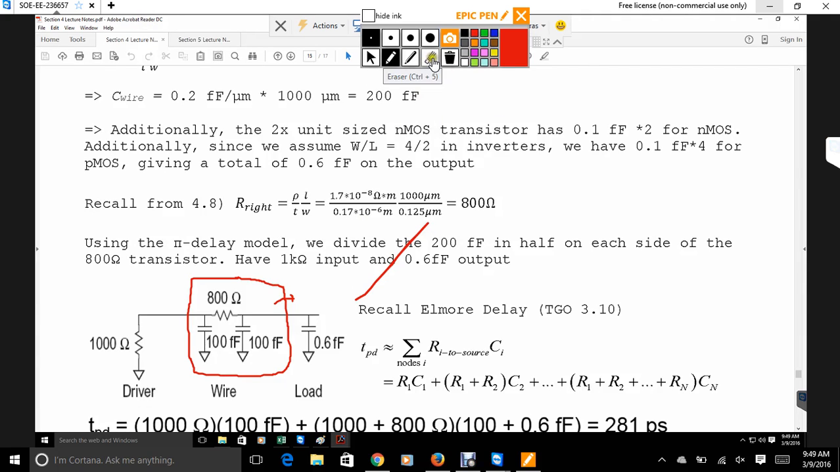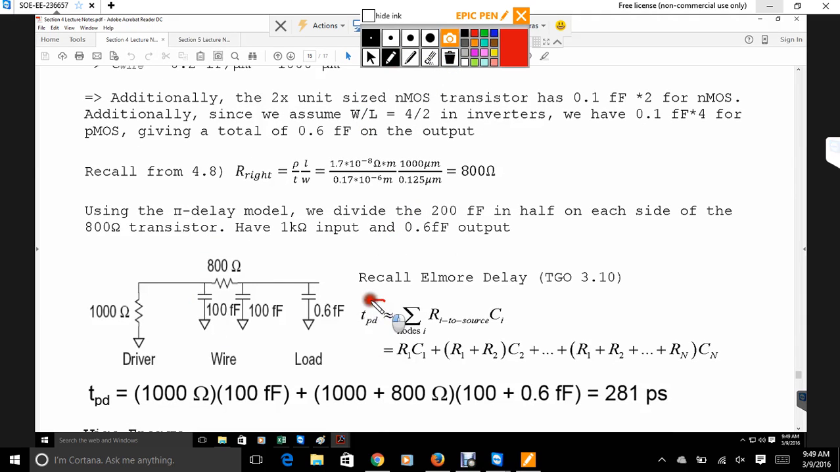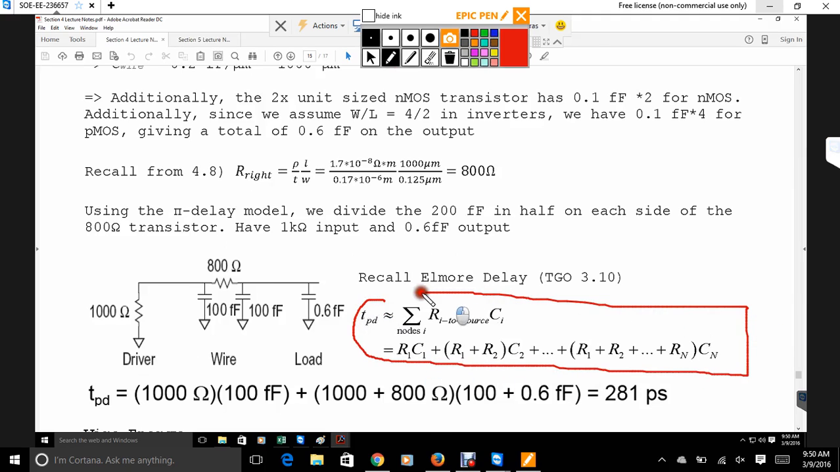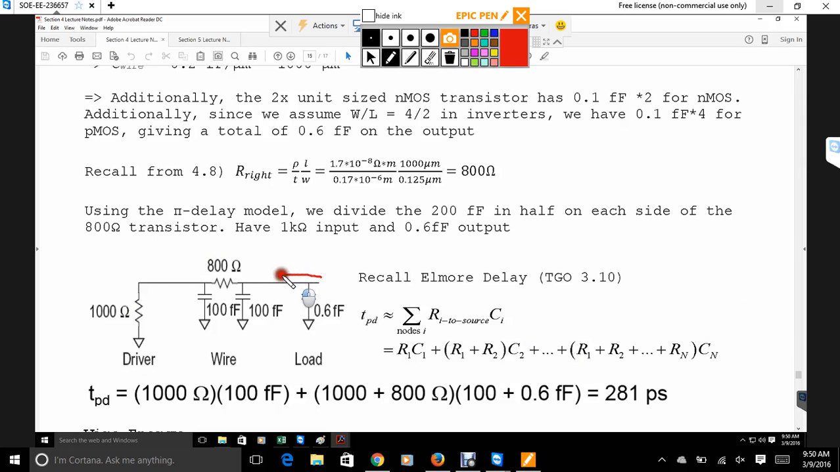And so all of this is going to tie into your propagation delay. Remember this equation here? Remember it's R1, C1, plus R1 plus R2, C2. The other thing to remember as we start doing this is that capacitors in parallel add like they're in series, right? So this becomes 100.6 femtofarads.